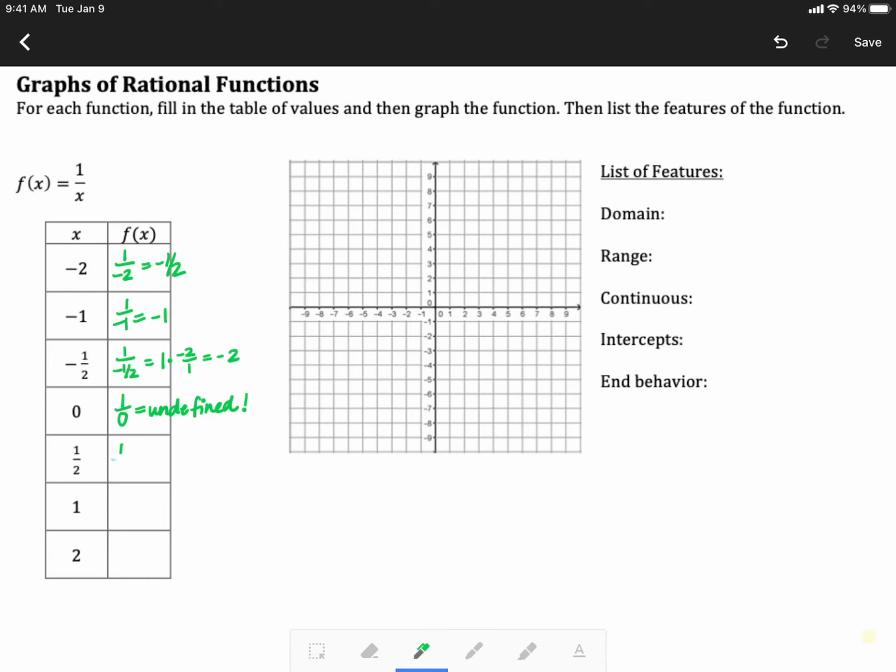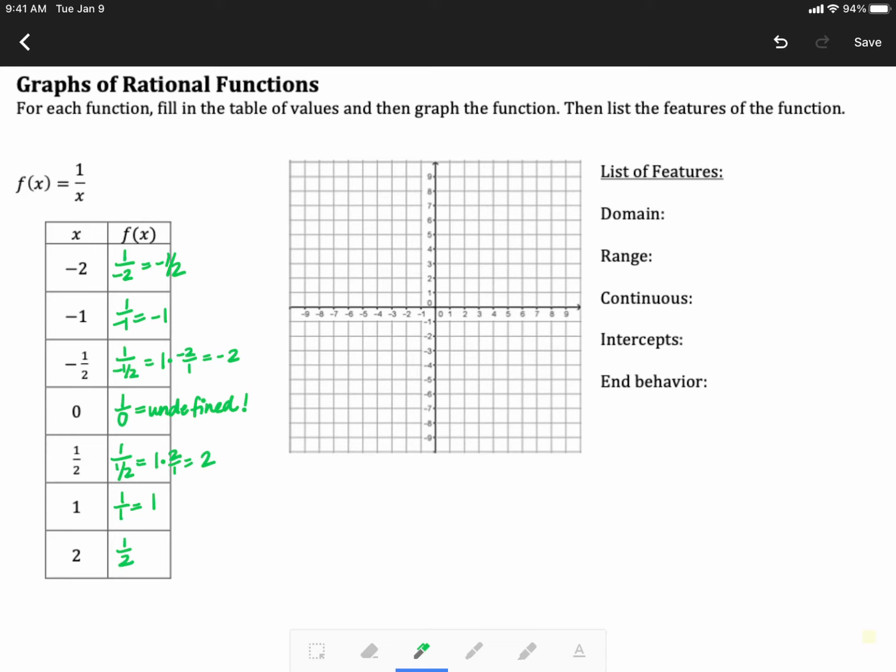So 1 divided by 1 half, I'm going to keep going. Again, that's like multiplying by the reciprocal, so it's like doing 1 times 2 over 1, so that's just 2. 1 divided by 1 is just 1, and 1 divided by 2 is just 1 half.